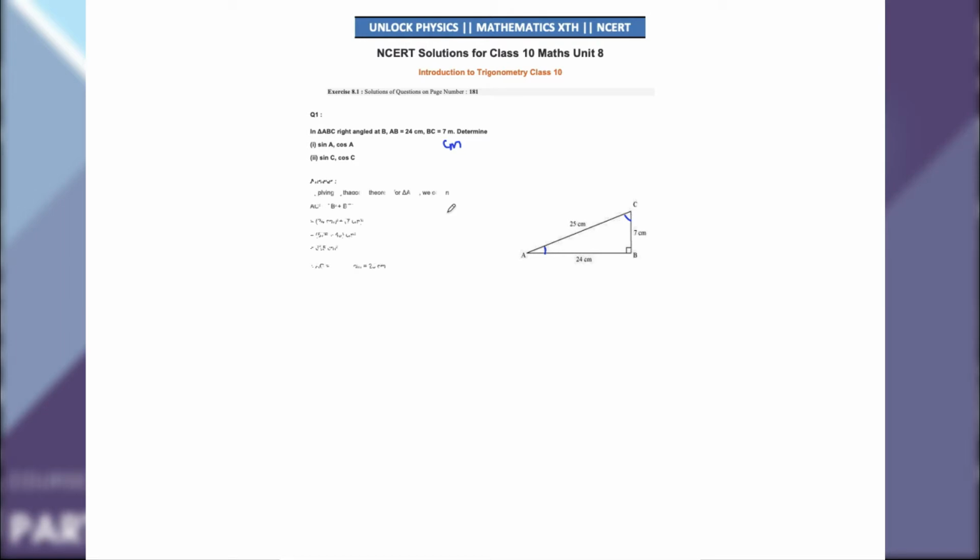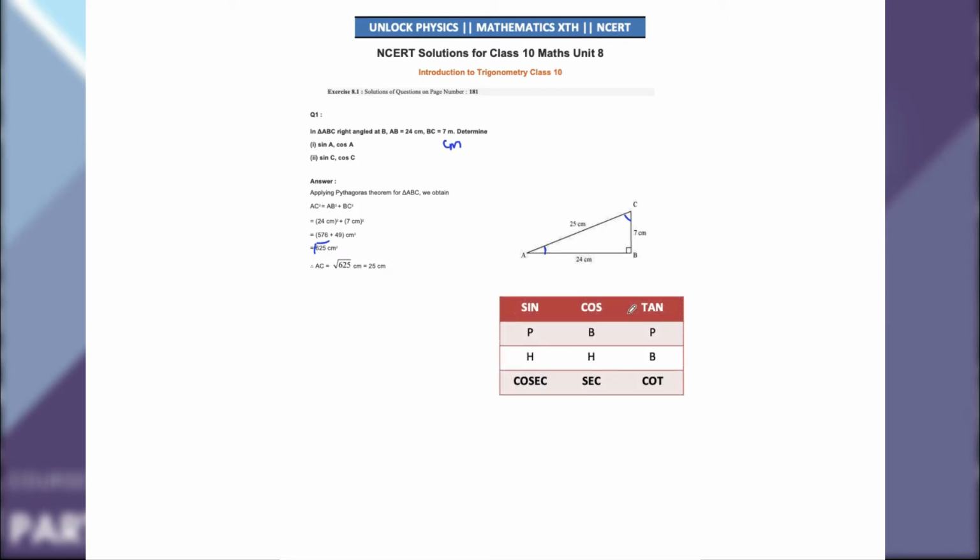So using Pythagoras theorem in this triangle, we can find the length which is not given, which is AC. Applying Pythagoras theorem, we obtain AC square is equal to AB square plus BC square, which is 24 squared plus 7 squared, which is 576 plus 49, which is under root 625, which is 25 centimeters. So now we have AC as 25, AB as 24 and BC as 7.